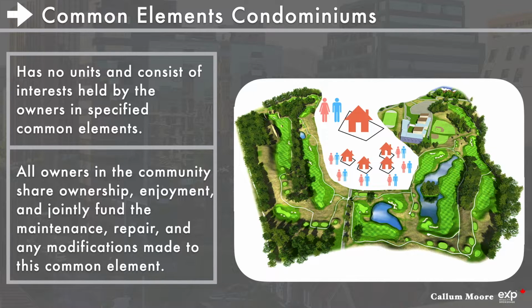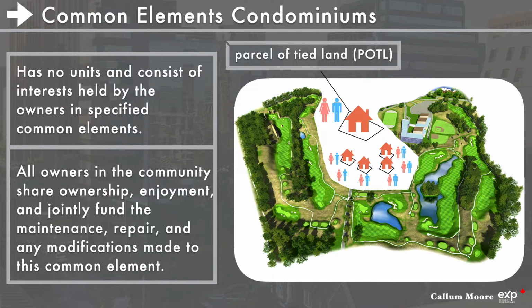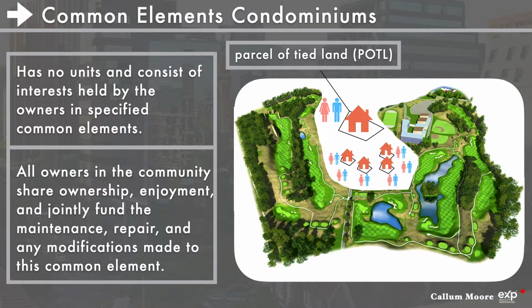and the land on which the house sits is referred to as a parcel of tied land, POTL, which you will see throughout the material and on the exams as well. The common interest in the corporation and the common element, the golf course in this case, remains attached to the parcel of tied land even if the home itself is sold. And this would be indicated in the agreement of purchase and sale when selling.